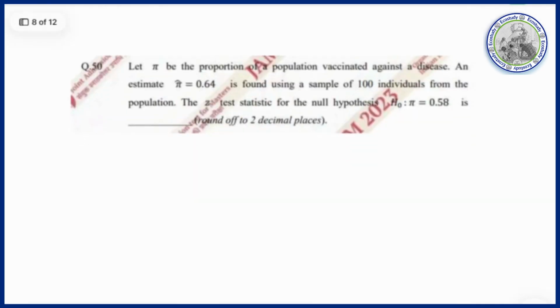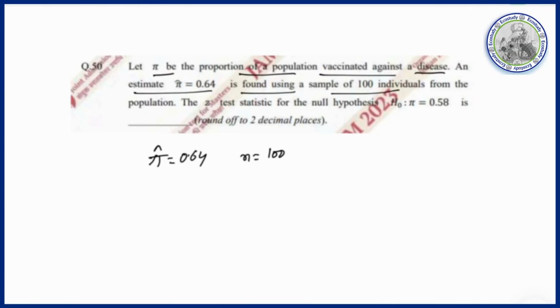Here p is the proportion of the population vaccinated against a disease, and the estimate is given as 0.64. It is found using a sample of n equal to 100 individuals from the population. The null hypothesis is 0.58. So what is the Z test statistic? You have to find the Z test statistic.